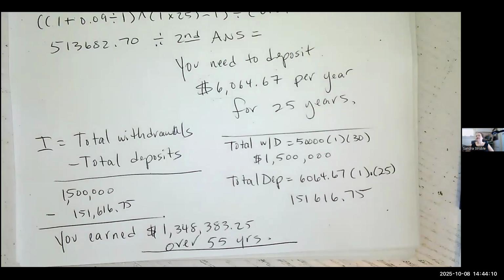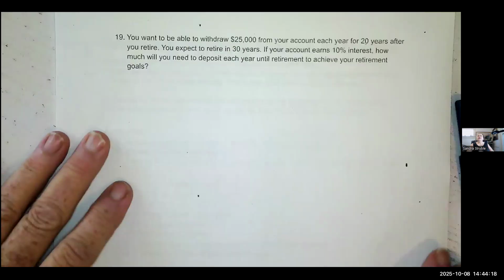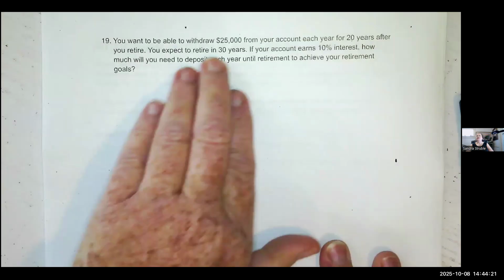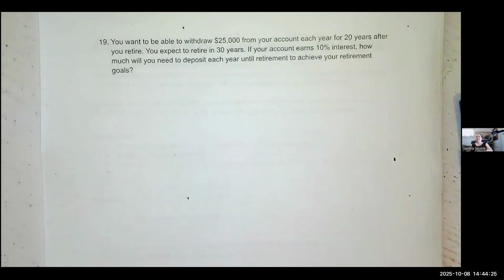Okay. Pause the video. Give me just a moment. I'll be right back. And then I want you to do the next one following the same method to give you a second chance. Do the same thing I just did. You want to be able to withdraw 25,000 from your account each year for 20 years after you retire. You expect to retire in 30 years. If your account earns 10% interest, how much will you need to deposit each year until retirement to achieve your retirement goals? I don't need you to calculate the interest unless you want to, but go ahead and calculate this so that you know what to do for the homework.